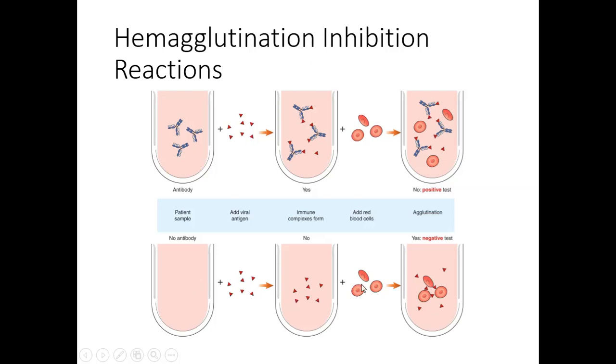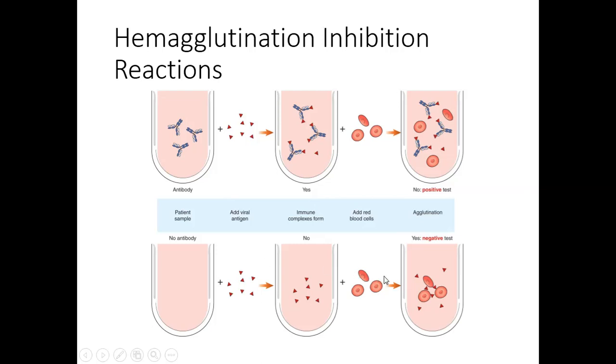We add red blood cells, and they can agglutinate. They form a complex and fall out of solution, and we get agglutination. Not because the red blood cells were bound by antibody, but because they're bound by viruses. They agglutinate with viruses and fall out of solution. So in a hemagglutination inhibition reaction, agglutination means it's a negative test.